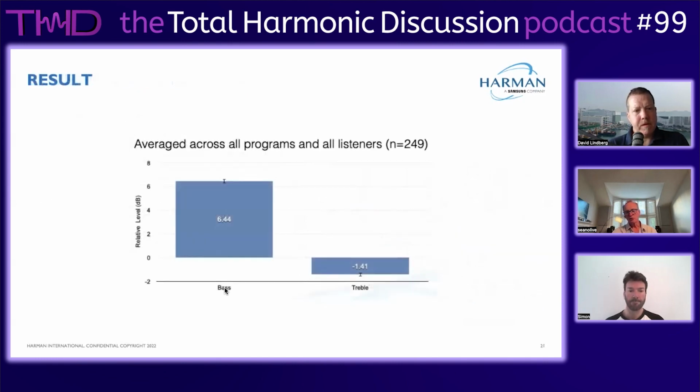And this is with the headphone tuned to the flat in-room curve. So if you imagine how a speaker would sound, you'd probably want to turn the bass up and turn the treble down. And that's exactly what they did. They turned the bass up a little more than what we typically see with a loudspeaker. They turned it up 6.4 dB, and they turned the treble down about the same, 1.4 dB. But you have to keep in mind this included both trained and untrained listeners.